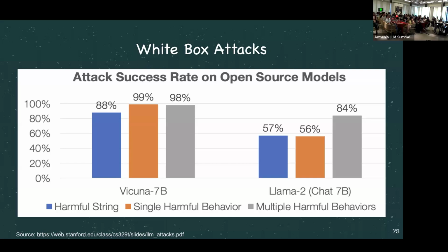And what you see is, if we focus on, let's say, harmful strings, on like 88% of the queries, you can break Vicuña. And then on like 57% of the queries, we can basically get Llama to agree. As a baseline, I think these models are at less than 10% without the attack.